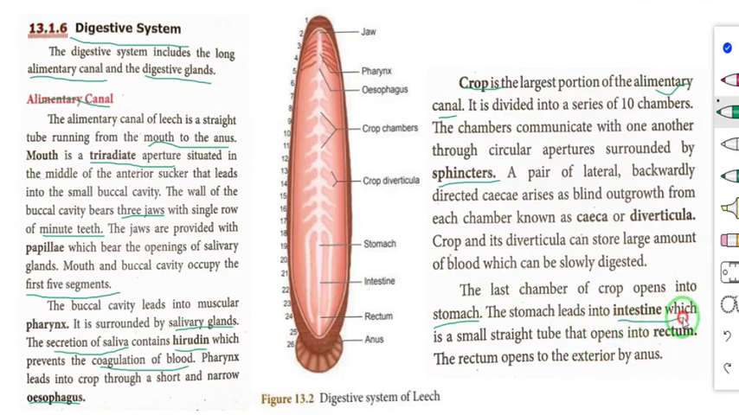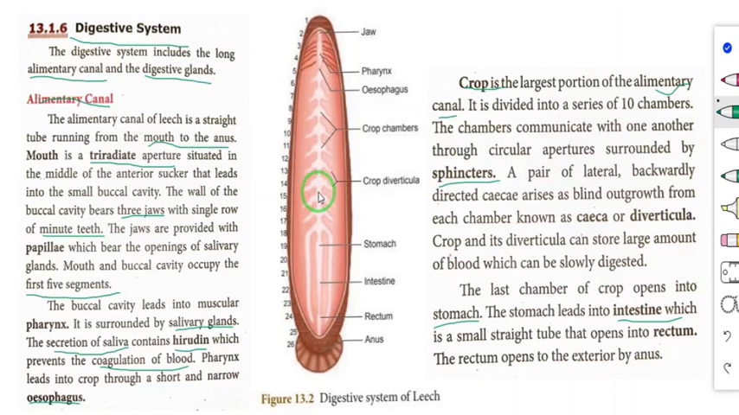Have you got it, children? The intestine is a small straight tube that opens into the rectum. The rectum opens to the exterior by the anus.